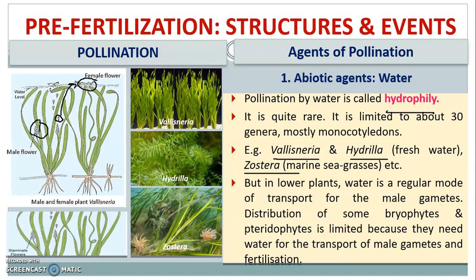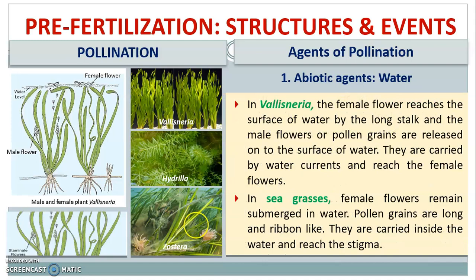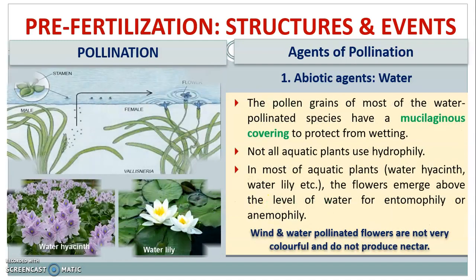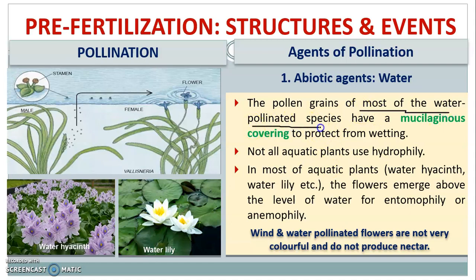Water pollination is also common in bryophytes and pteridophytes, because they use water as a medium for external fertilization as well as for pollination. Okay, so Vallisneria and seagrass I have already explained to you. Then move to the next slide. In the case of water pollination, the pollen grains of most water-pollinated species have a mucilaginous covering. This covering protects the pollen grain from wetting. It is just a protective layer.